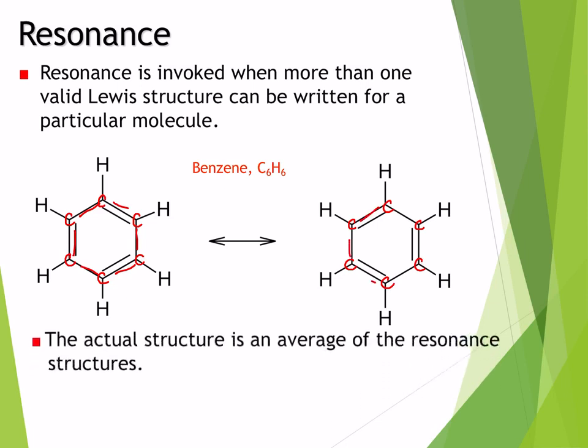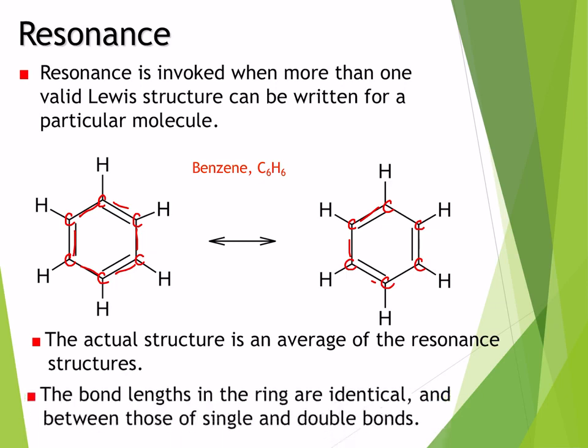And so the actual structure is an average of these resonance structures. It's not really like the structure on the left. It's not really like the structure on the right. It kind of falls somewhere in between. It's an average. So instead of having single bonds and double bonds, you can think of them as all being like 1.5 bonds. All of the bond lengths in the ring are identical.